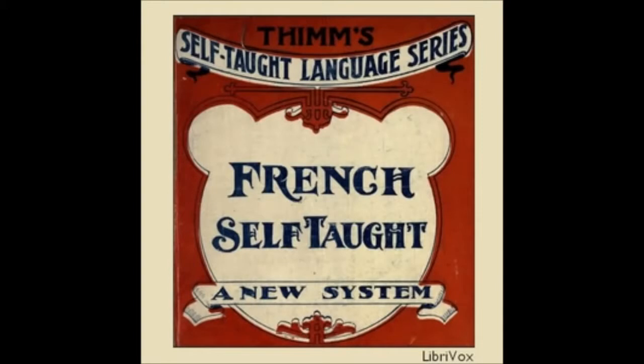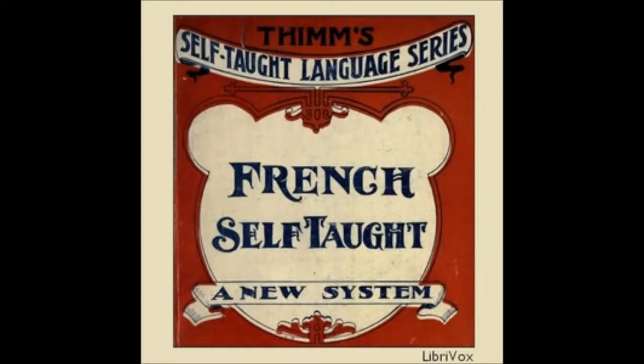Conditional present. I should have, j'aurais; thou shouldst have, tu aurais; he should have, il aurait; we should have, nous aurions; you should have, vous auriez; they should have, ils auraient. Conditional past. I should have had, j'aurais eu; thou shouldst have had, tu aurais eu; he should have had, il aurait eu; we should have had, nous aurions eu; you should have had, vous auriez eu; they should have had, ils auraient eu.